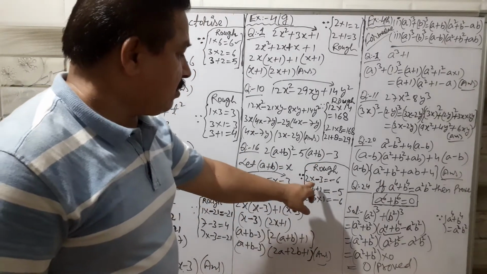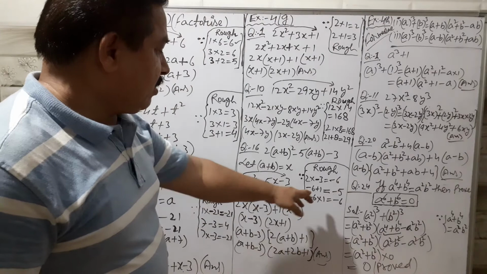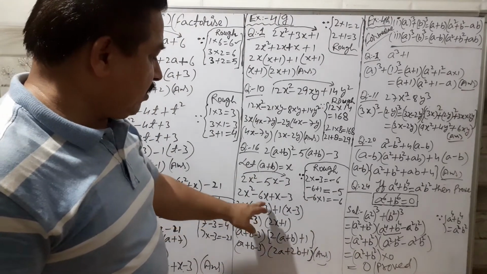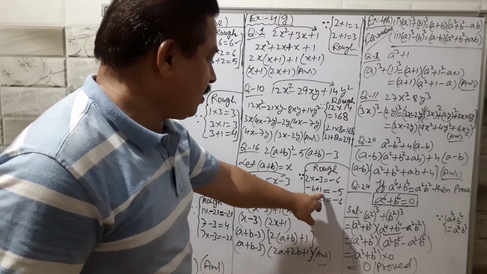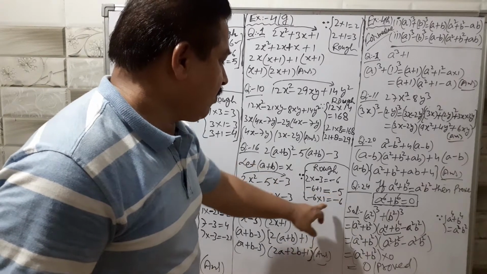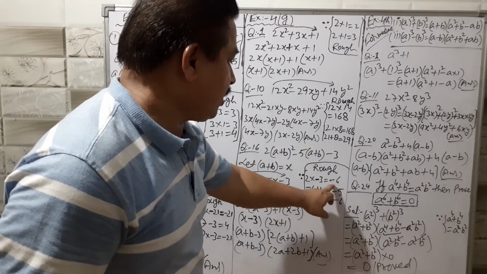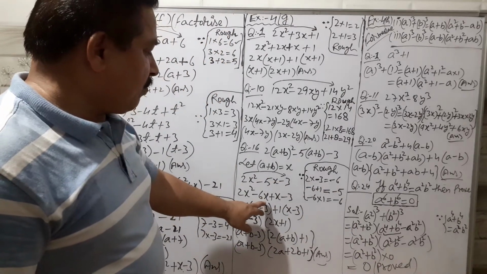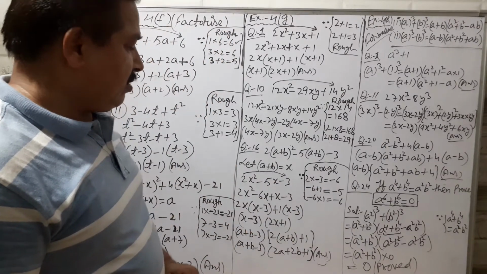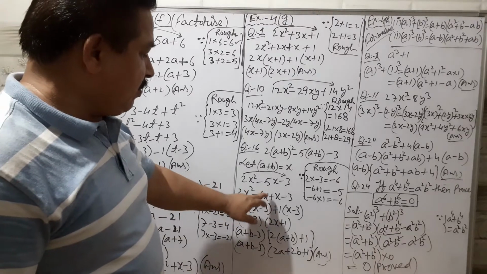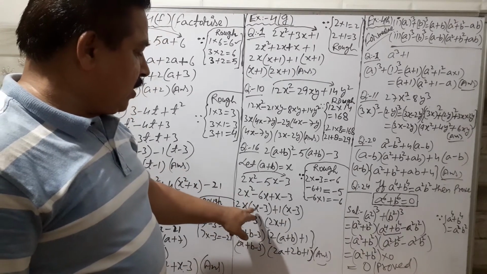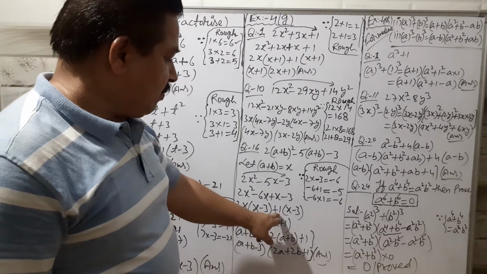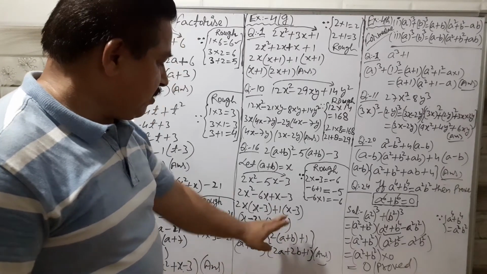2 into 3 is 6, minus 6. Find such a factor of minus 6. 6 and 1. You know minus 6 plus 1 is minus 5, and minus 6 into 1 is minus 6. So the proper factors will be minus 6 and plus 1 x. So this will be minus 5. Same. Now take 2x as common. 2x, x minus 3 and plus 1. So this is the answer.